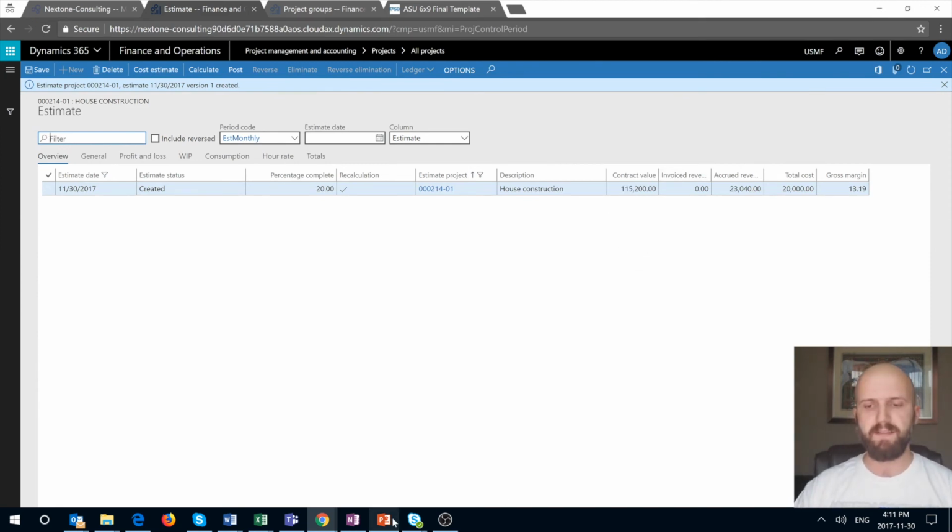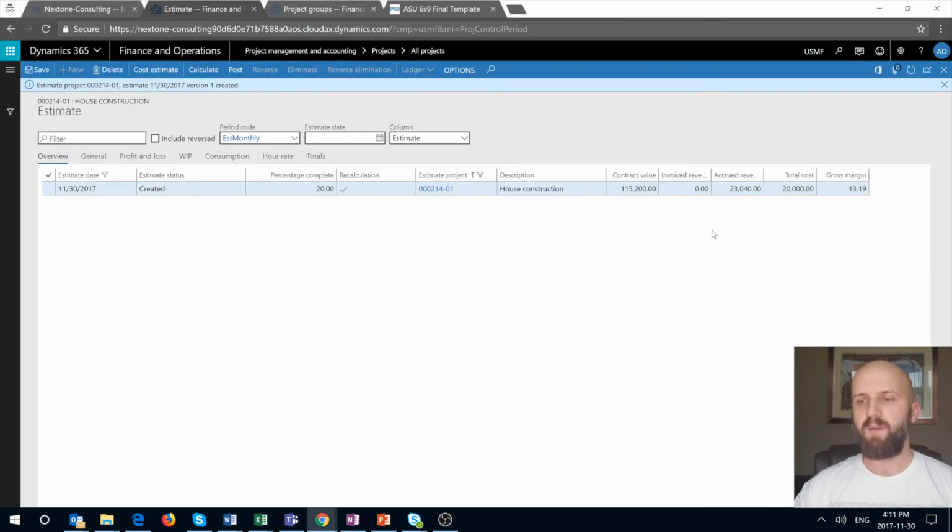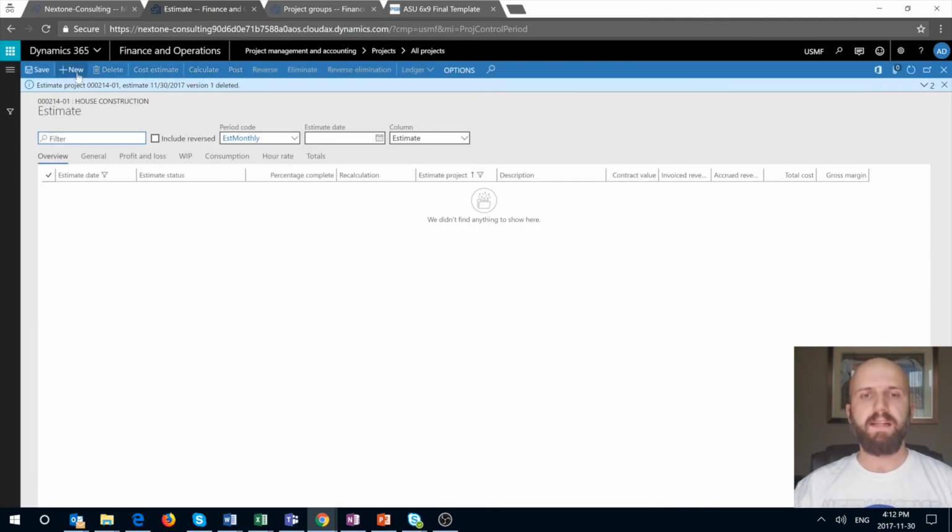151,200, which again is based on the principle that we define in this slide up here. So this is our total contract price for this performance obligation. And we need to recognize 20% of it. So the 20% of 115,200, if we do the math, will be $23,040. So we are quite happy with that result because we completed 20% of our house based on the cost, and we need to recognize 20% of the selling or transaction price of that house, which is $23,040.